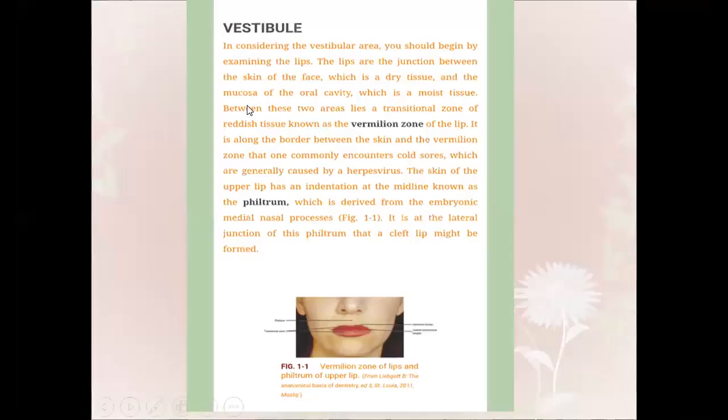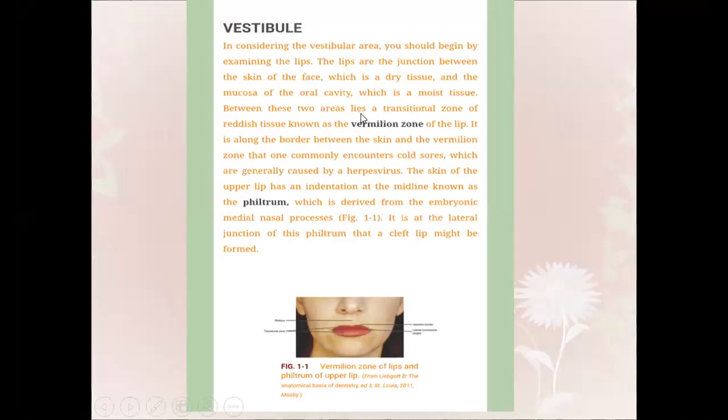The vestibule. The vestibule is the area in consideration. You should begin by examining the lips. The lips are the junction between the skin of the face, which is a dry tissue, and the mucosa, which is the wet tissue. So the lips are the junctional point or zone, the vermilion zone, between the skin, which is the dry tissue, and the opening of the mouth, which is formed by the mucous membrane, which is moist tissue.